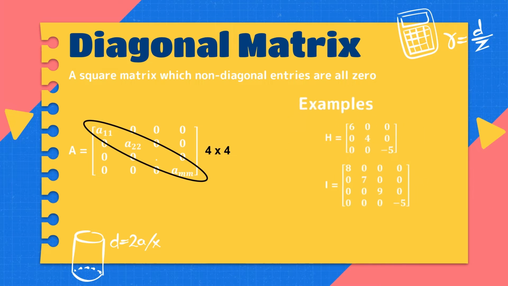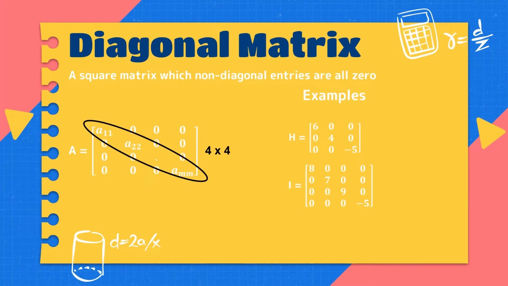Here are the examples. If you observe it, for matrix H, the diagonal entries are 6, 4, and -5. While for matrix I, the diagonal entries are 8, 7, 9, and -5.